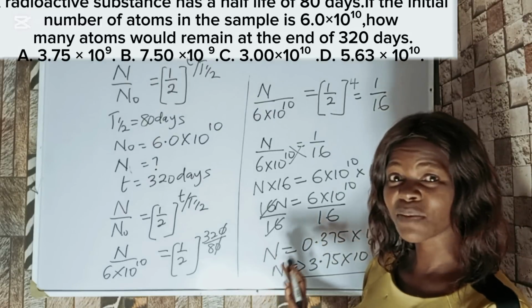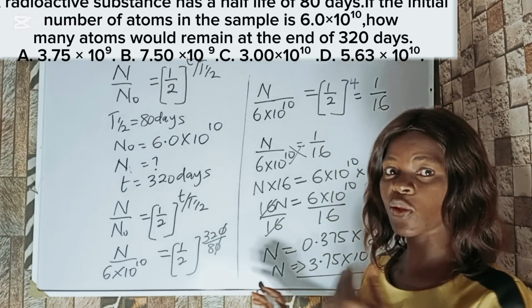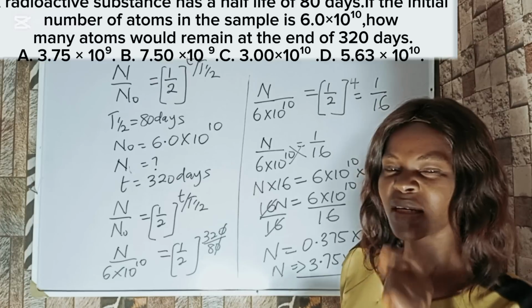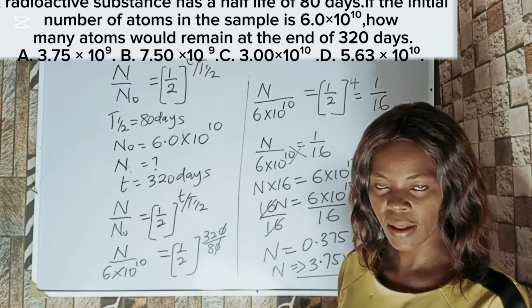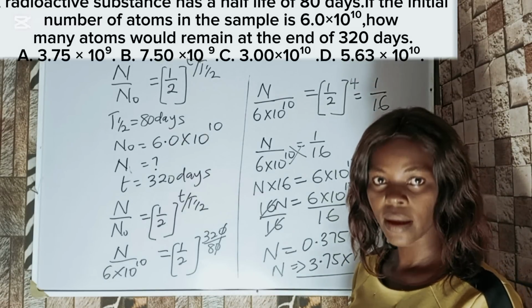Alright. Now this is the particular question that came out in the JAMB mock. So if you see a question like this or something similar to this particular one, this is how you are going to solve it. Okay? From what we've got so far, the correct option to this question is option A.